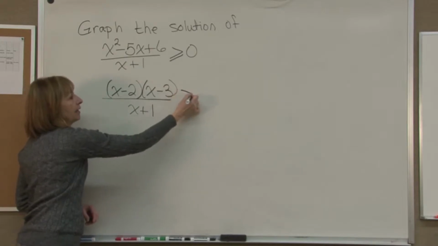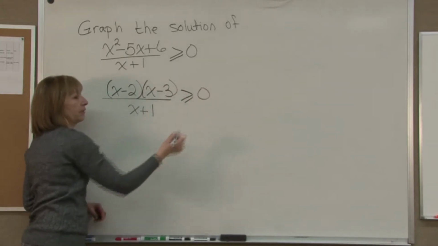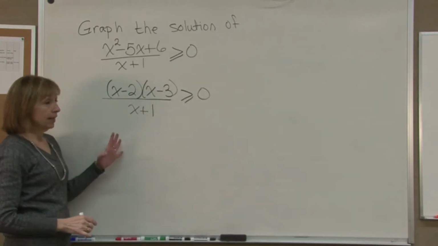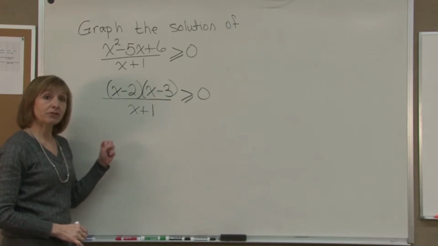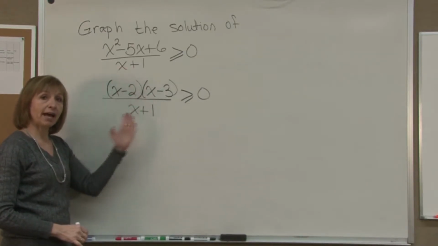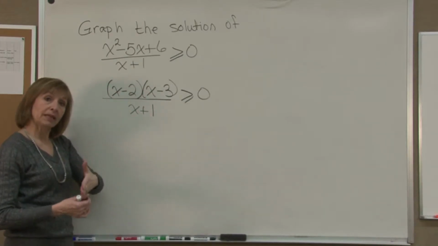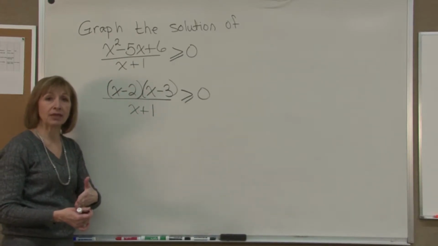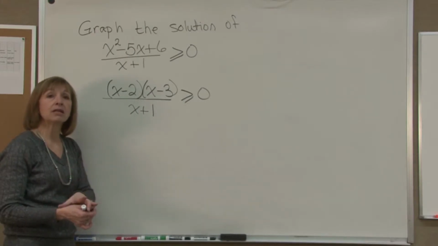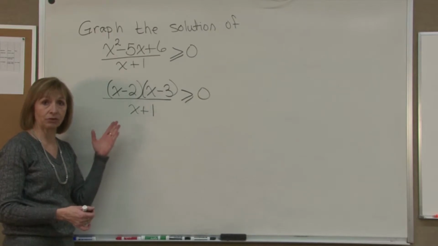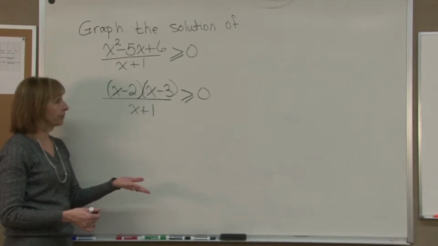Now I have my inequality is greater than or equal to 0. So what I want to do is find the values of x at which any factor within this expression is 0, because that will be like the cutoffs of where possible transitions are between the part of the number line that holds the values of x that make this inequality true and those that don't.